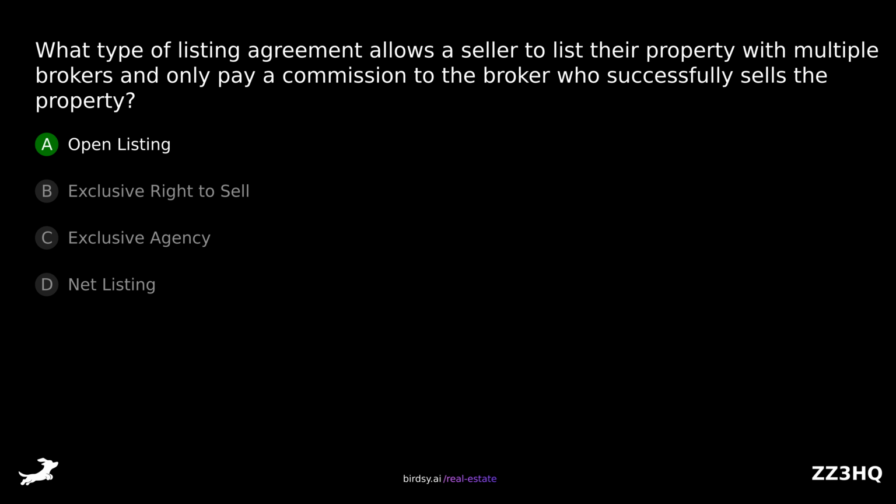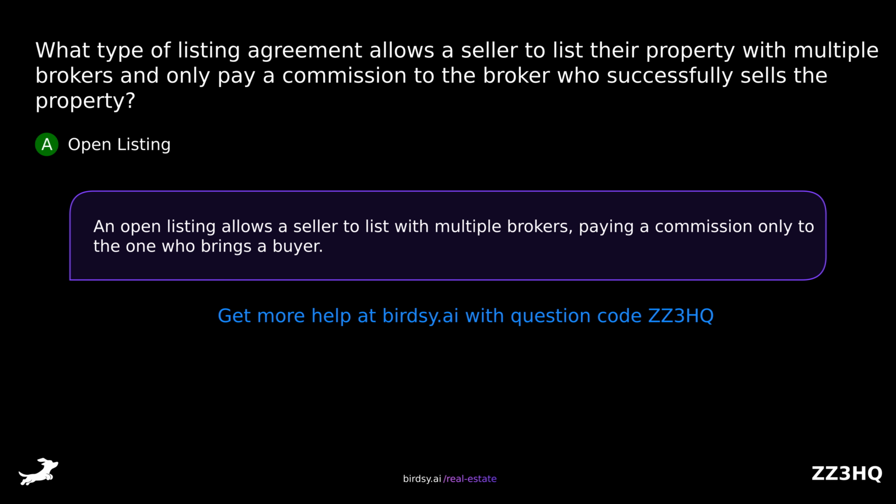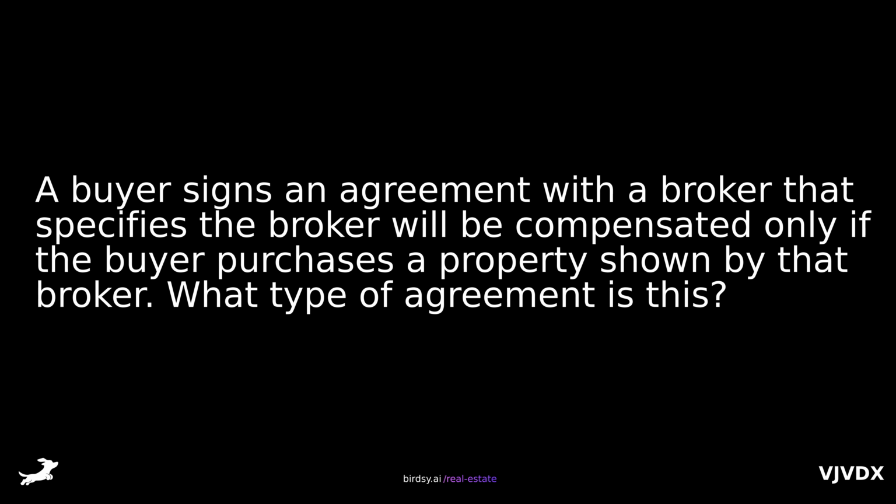Open listing. An open listing allows a seller to list with multiple brokers, paying a commission only to the one who brings a buyer. A buyer signs an agreement with a broker that specifies the broker will be compensated only if the buyer purchases a property shown by that broker. What type of agreement is this?